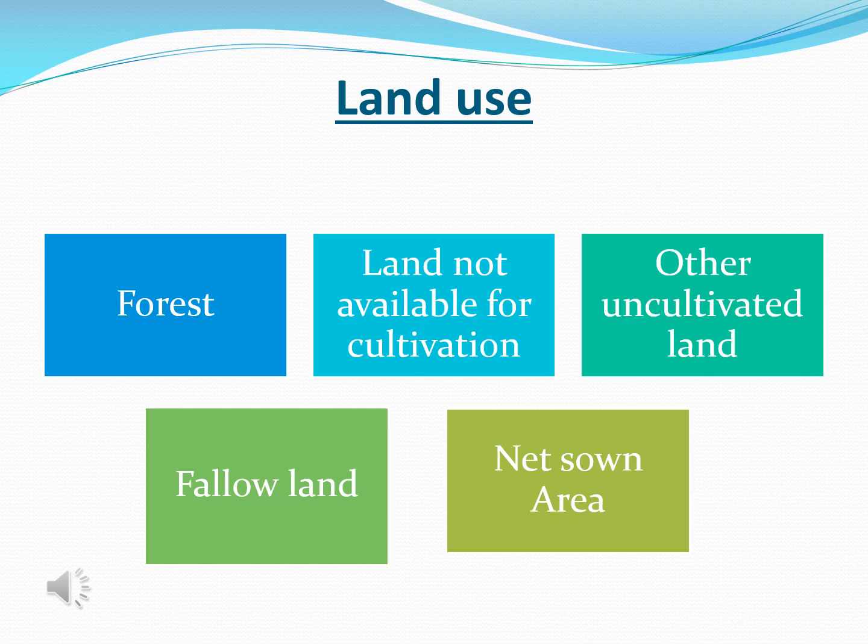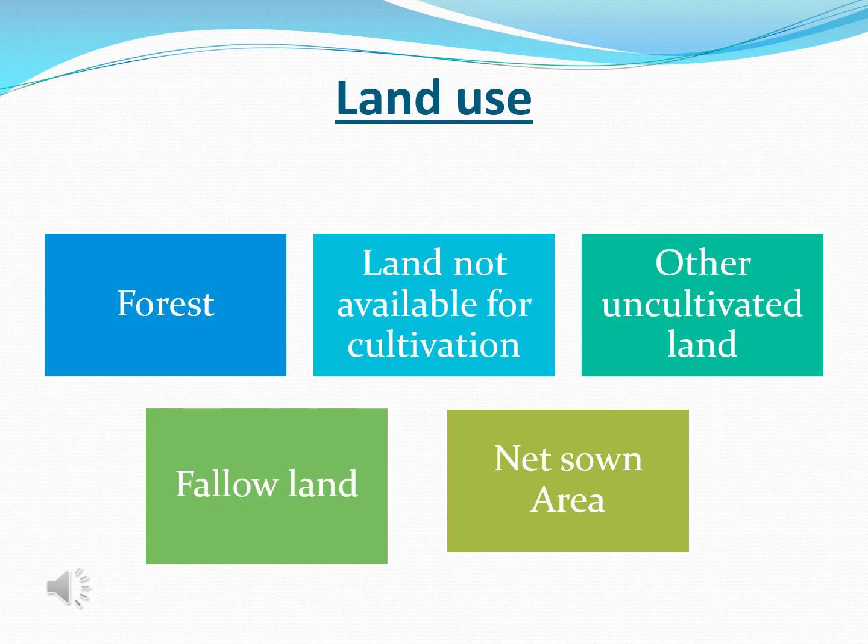Now, let us see how land not available for cultivation is further divided. It includes barren and wasteland, and land put to non-agricultural uses, for example, buildings, roads, factories, etc. Other uncultivated land, excluding fallow land, includes permanent pastures and grazing land, land under miscellaneous tree crops not included in the net sown area, and also culturable wasteland left uncultivated for more than 5 agricultural years.